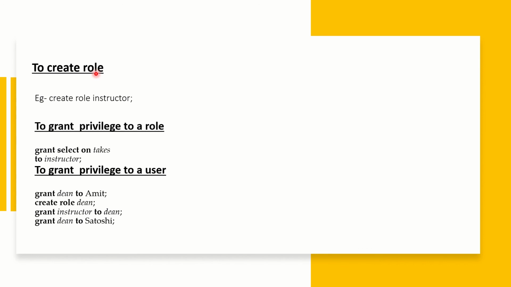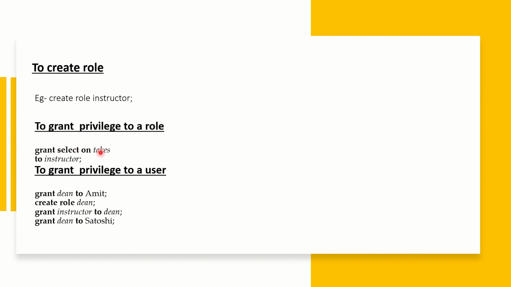Then after that, if you want to create a role, as I said, each person has a role. That means if you are considering a university, we can divide the persons who are working in the university into different groups based on their job. That's called a role. Suppose you want to create a role called instructor; this is the command for that: create role instructor. That means a new role will be created whose name is instructor. Then after creating the role, suppose you want to grant a privilege to a role, how can we write the command?